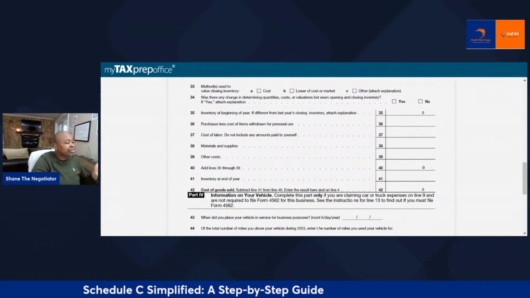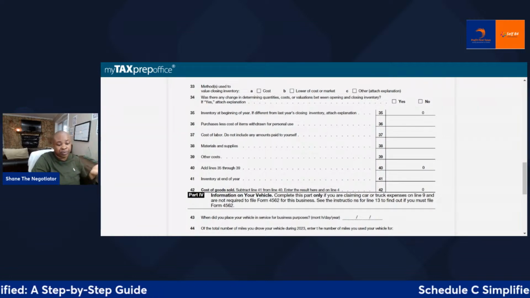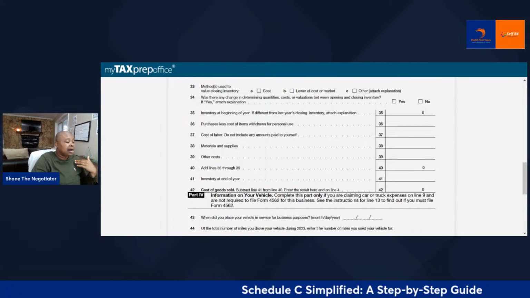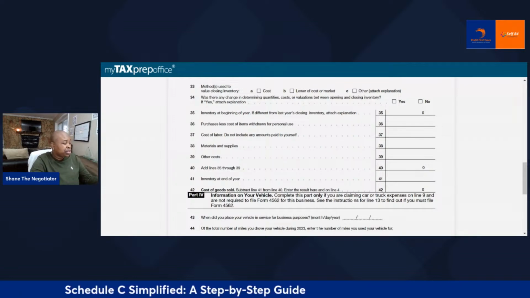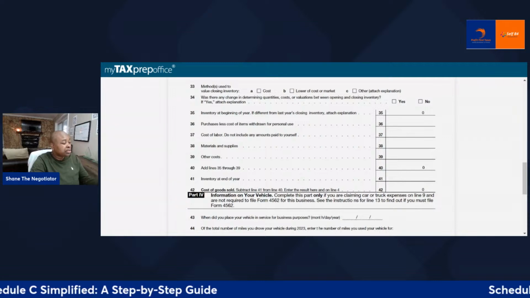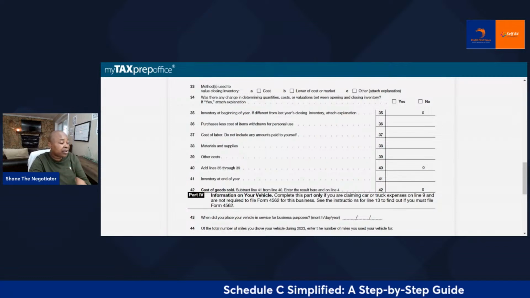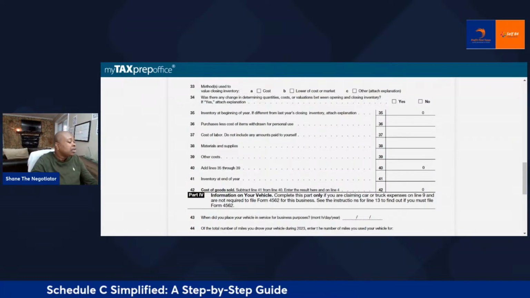Method used to value closing inventory. When we're talking about inventory, you have to choose which one you use. You either use A, cost, or B, lower of cost or market, or C, other. And if it's other, you have to attach an explanation of which other method you used.